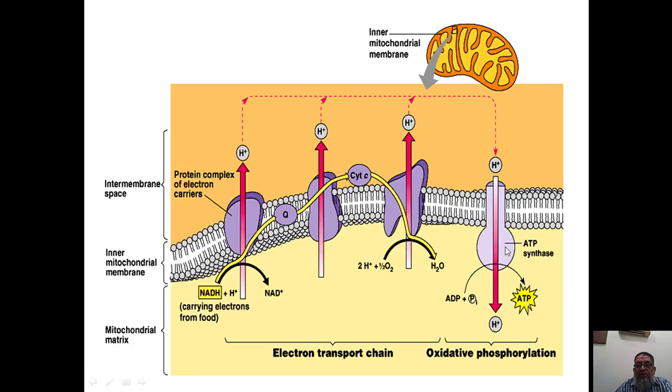Over here is the activity of ATP synthase. This is the enzyme. By the clockwise movement of the rotor and the knob, ATP synthetase activity will start, and then ATP formation will take place.